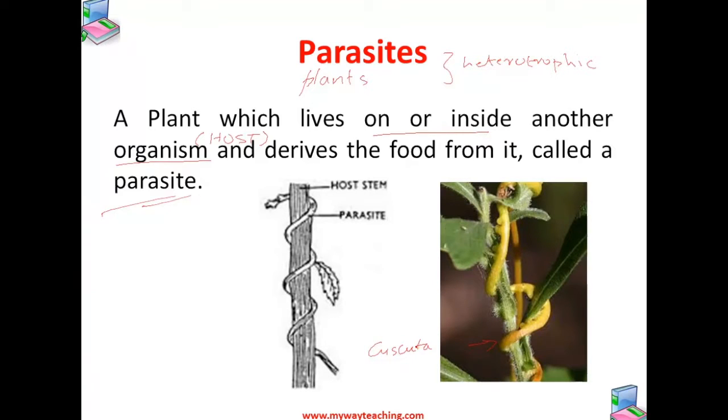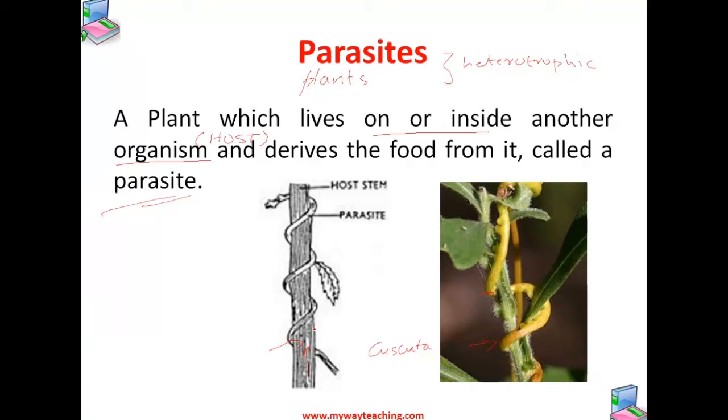Let us understand how these parasitic plants are able to reside on the host. What happens is, the parasitic plant, you can see this one, these yellow spirals. The parasitic plant climbs on the host plant from which they get all the food. Let's see this picture. So we have this host here and this parasite is climbing on it.